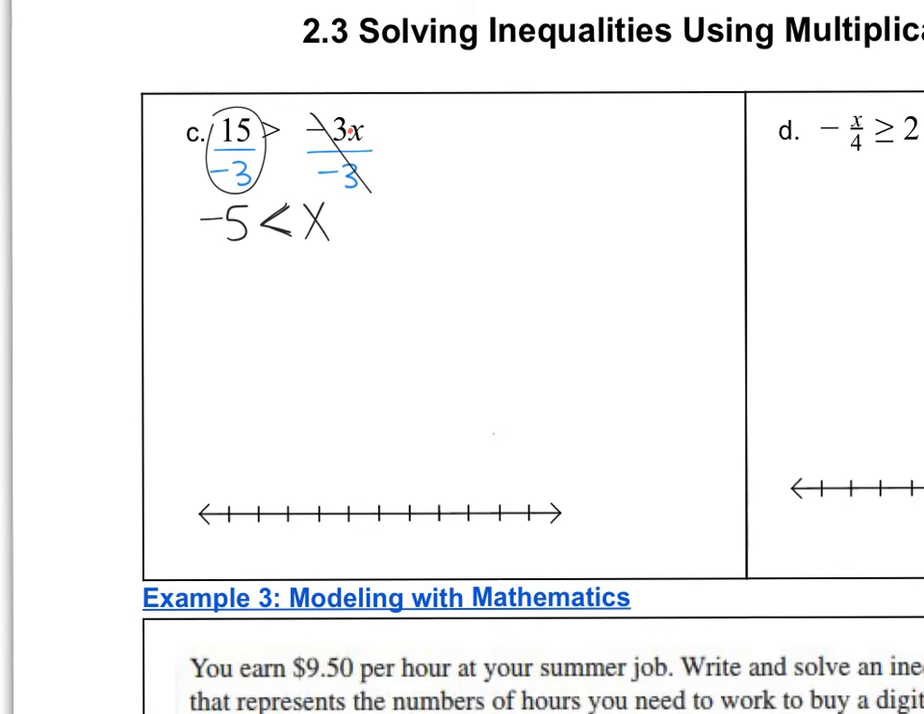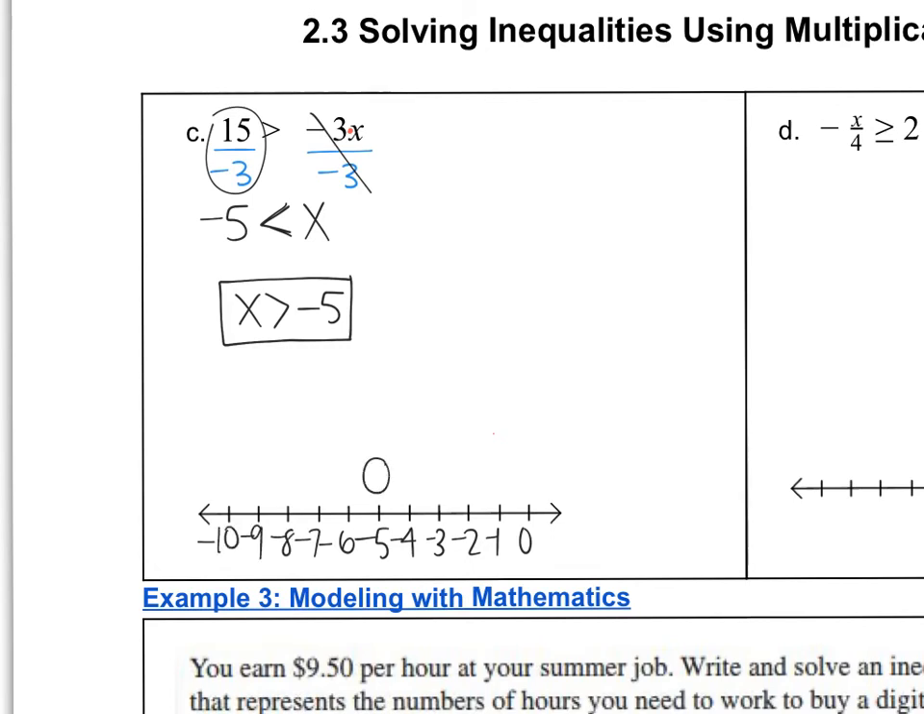I do want to switch this to get my variable in the front, so I'll change it to x is greater than -5. And then I can graph this. I'll put -5 on my number line and label everything to the left and right of that.